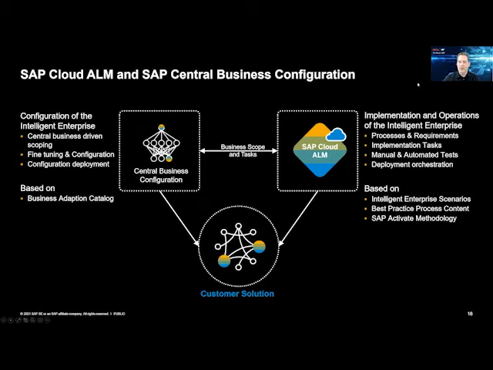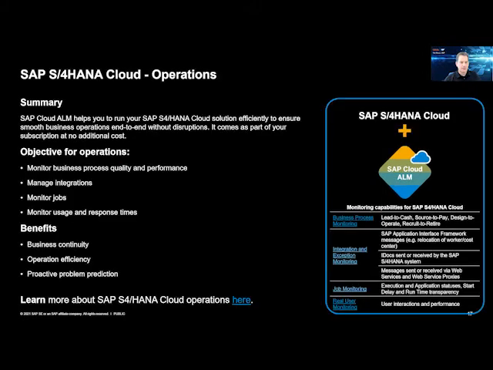The goal and the mission of SAP Cloud ALM is to implement and operate the intelligent enterprise. It manages the requirements and the implementation tasks, does manual and automated tests, and orchestrates the deployment. The deployment engines are triggered by CBC and Cloud TMS, but SAP Cloud ALM does the so-called deployment orchestration. And we do this based on the intelligent enterprise scenarios. This is where you get the process models from, and also from the best practice content. And SAP Activate serves as a repository for all implementation tasks that are required.